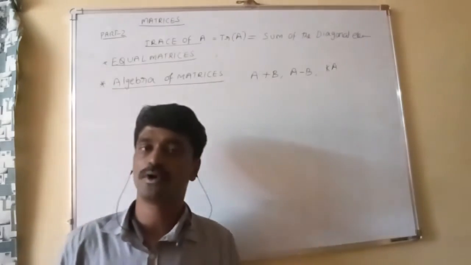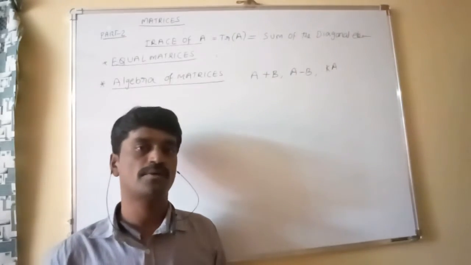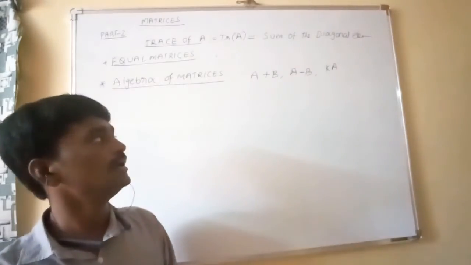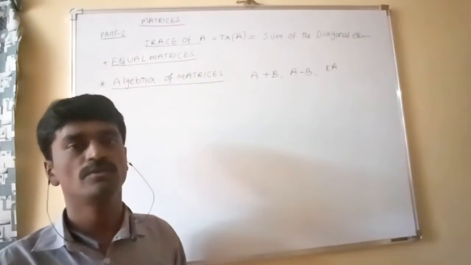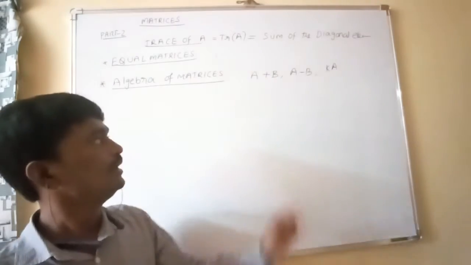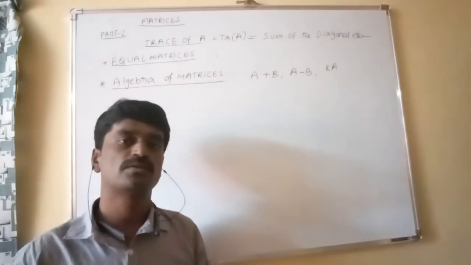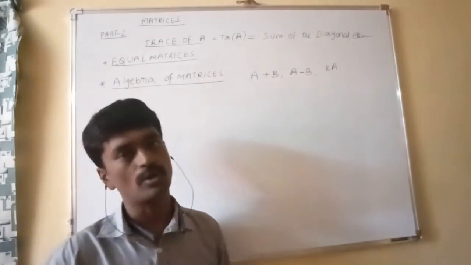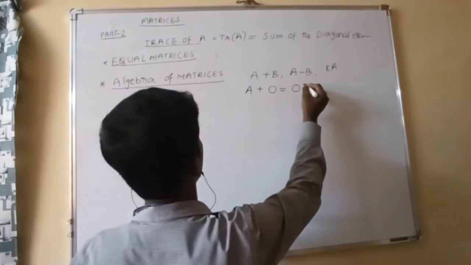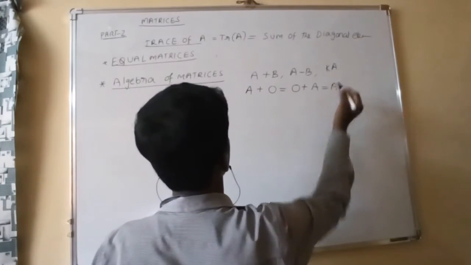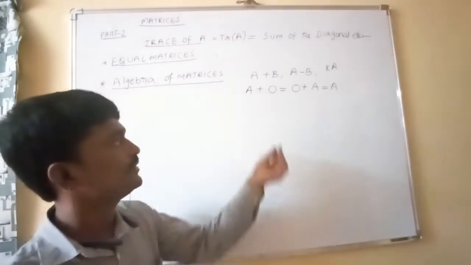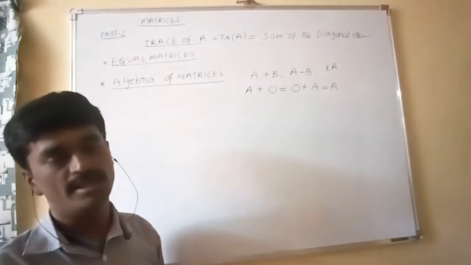Suppose A is a matrix of order 2 by 3, then k times A is also a matrix. How is it obtained? By multiplying each element of A by k, and it is also of order 2 by 3. And addition of these matrices satisfies the commutative property and the associative property. Also, A plus null matrix is equal to null matrix plus A is equal to A. Here the order of the null matrix must be the same as A. So this null matrix is called the additive identity.